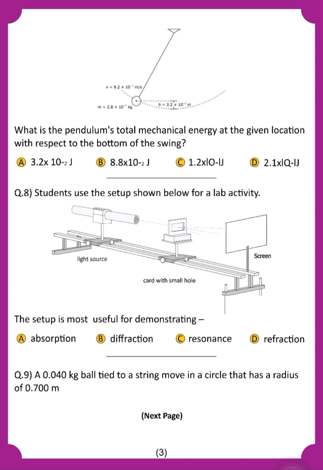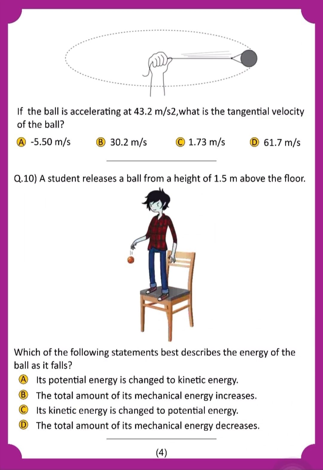A 0.040 kg ball tied to a string moves in a circle that has a radius of 0.7 meter. For that, a picture is given over here and you have to give the answer. If a ball is accelerating at this speed, what is the tangential velocity of the ball? Option number A, minus 5.50 meter per second.